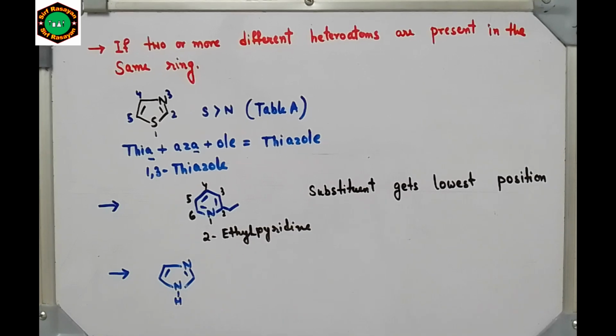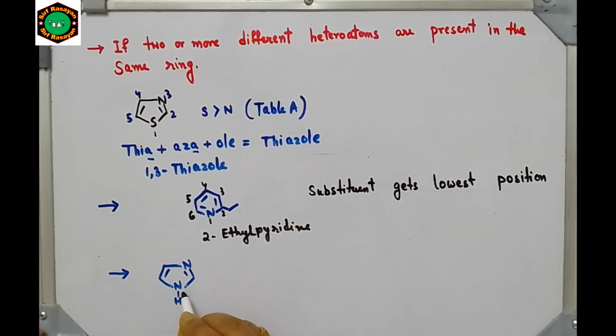Now here, for two or more identical heteroatoms in the same ring, what you have to do? You have to start numbering from this saturated nitrogen. This is saturated, this is unsaturated. So from the saturated nitrogen we are doing numbering, and the next atom, similar atom, here we are discussing if in a ring two similar atoms are there, the next atom should get the lowest number. So obviously numbering will be like this.